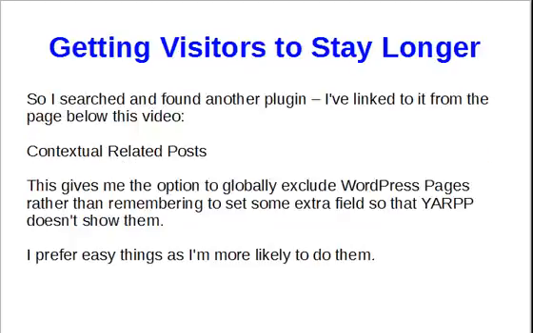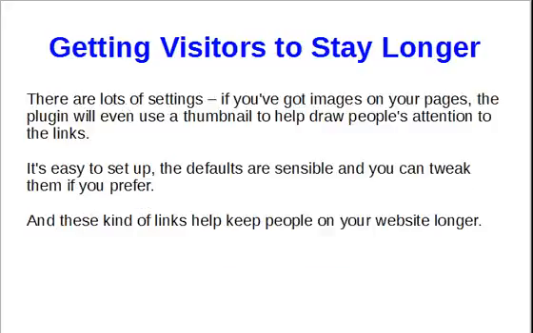So I searched around and found another plugin, because that's the beauty of WordPress, and I've linked to both it and YARPP from a page that's linked below this video. The plugin I found was Contextual Related Posts, and this gives me the option to globally exclude pages rather than remembering to set some extra field so that YARPP doesn't show them. And I prefer things easy because I'm more likely to do them.